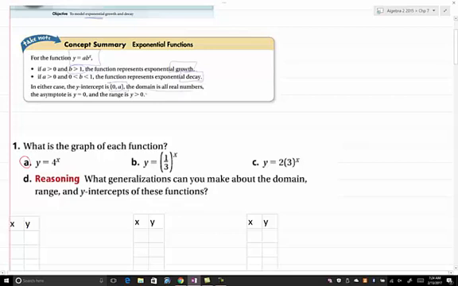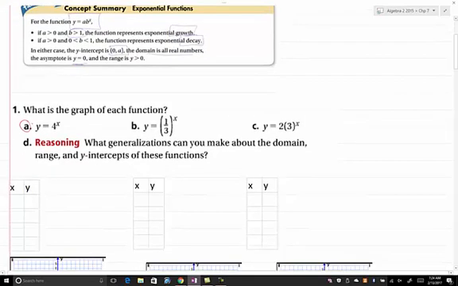The domain is all the real numbers. We're going to have the asymptote at y equals 0, and the range is y is greater than 0. I circled a already because this is like having 1 times 4, so that means b equals 4, which means it's a growth. Again, we're going to throw 1 in here, so b equals 1/3, which means it's a decay because it's less than 1. Here we have a equals 2 and b equals 3, which means it's a growth because 3 is greater than 1.